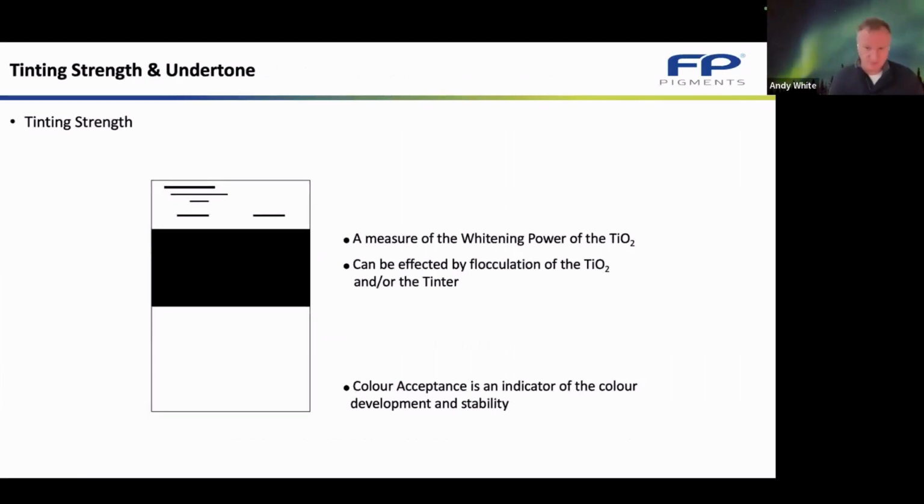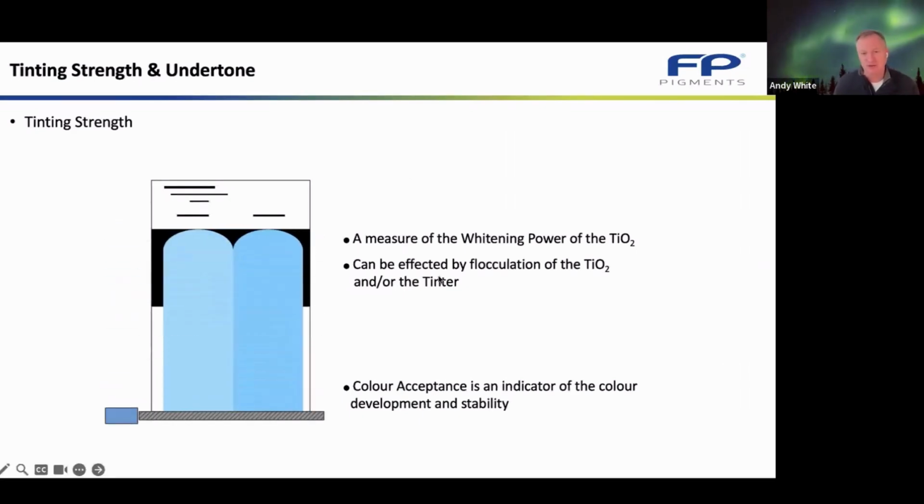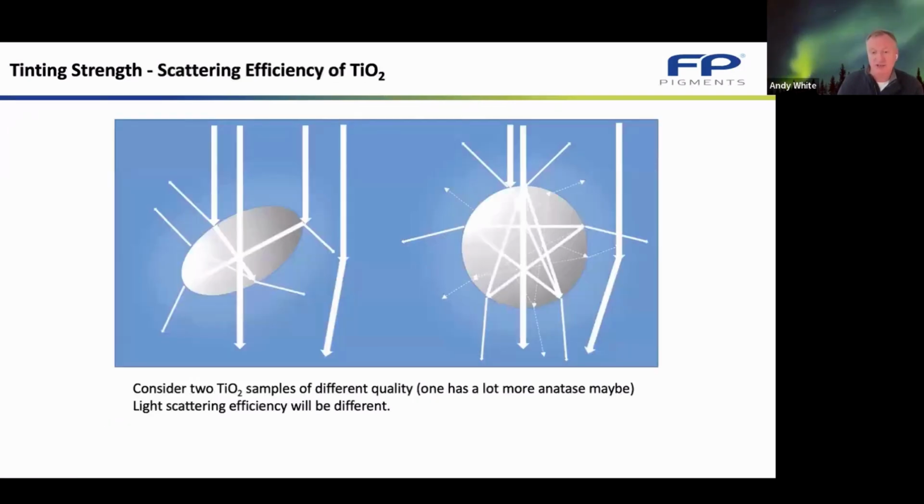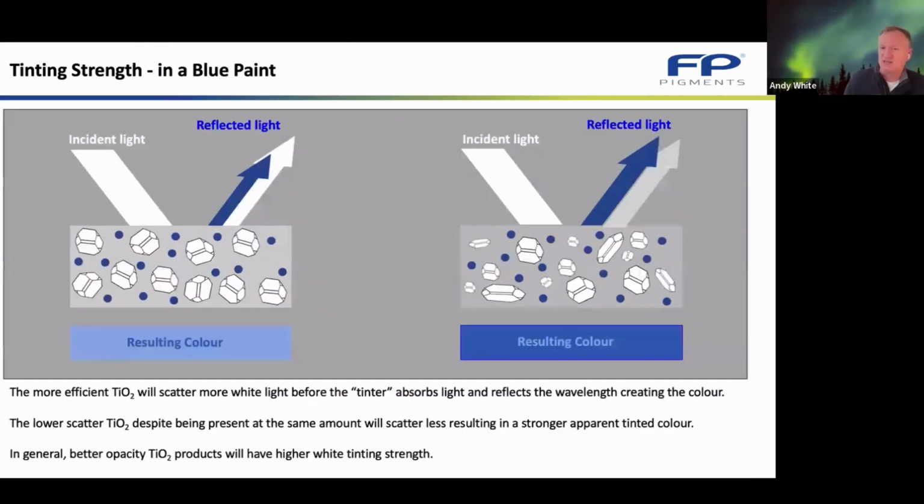Tinting strength is related to the whiteness of the TiO2. If you look at two different tinting strength TiO2s, you're going to have different degrees of whiteness, and that's in relation to the way the particle is built and the size of the particle. So essentially, the scatter efficiency of the TiO2, how many particles are at that perfect D50 for the 280 nanometers, will determine the strength of the white light scatter.